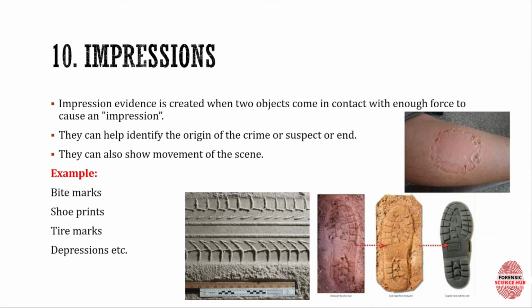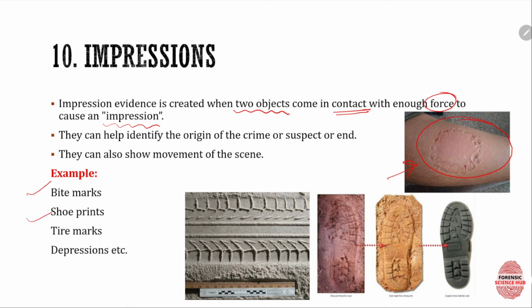Next we have impressions. An impression is anything that is created when two objects come in contact with each other and some kind of force is applied. For example, bite marks. In this, what two objects are coming in contact? The skin of the individual and the teeth. When force is applied between the teeth onto the skin or hand of the person, that leads to formation of a bite mark, right? And that is an example of an impression.